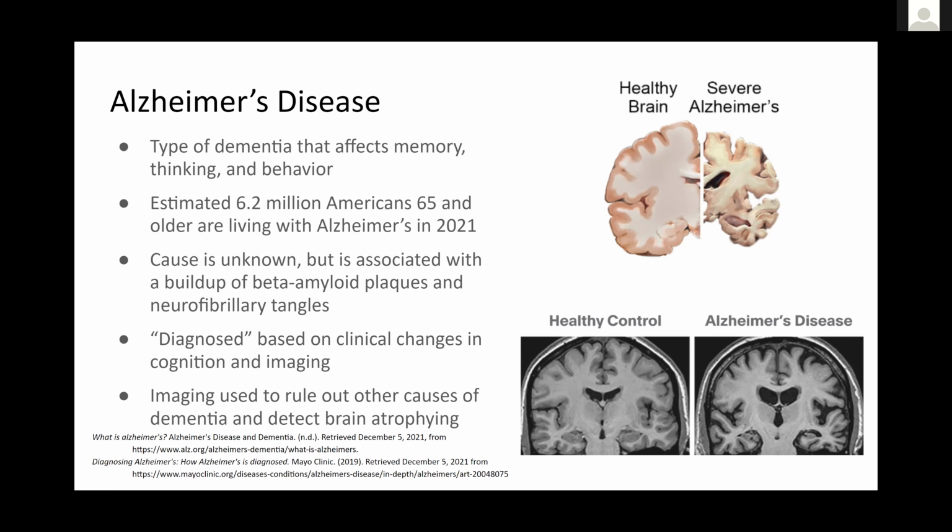The exact cause of the disease is unknown, but it is associated with a buildup of proteins in the brain. Alzheimer's can be diagnosed based on clinical changes in cognition, such as memory, problem solving, or language usage. Imaging is also used to help diagnose, but scans alone are currently not enough to diagnose Alzheimer's. Scans can be used to rule out other causes of dementia, such as hemorrhaging or brain tumors, and to see any atrophying in the brain. Alzheimer's is associated with a loss of brain cells, which can lead to shrinkage in the brain, especially in the hippocampus region, where a lot of the atrophying is seen initially in patients.